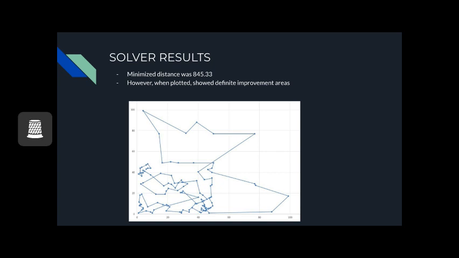When it's plotted, it shows that there are definite improvement areas, such as right here, just places where it crosses, where you can tell that there's just a little bit of unnecessary movement, such as maybe here. That sort of thing can be improved upon in the next step.